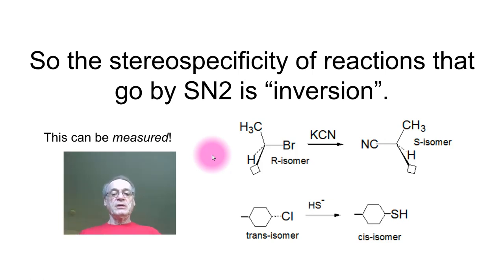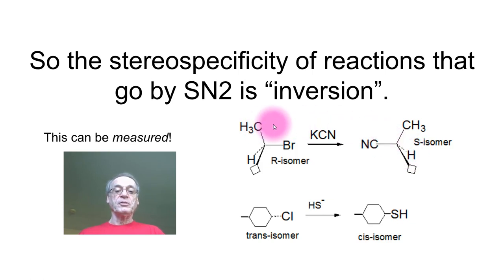It's measurable. So here's an example. If we started with this alkyl halide, and notice that this is a chiral carbon, it has 4 different groups attached, and because of that, we can indicate whether it's R or S. In this case, I've drawn it so it's R, so this is the R isomer. Then after the cyanide comes in, or whatever the nucleophile happens to be, in this case I've chosen cyanide, it flips over, and now it's the S isomer.